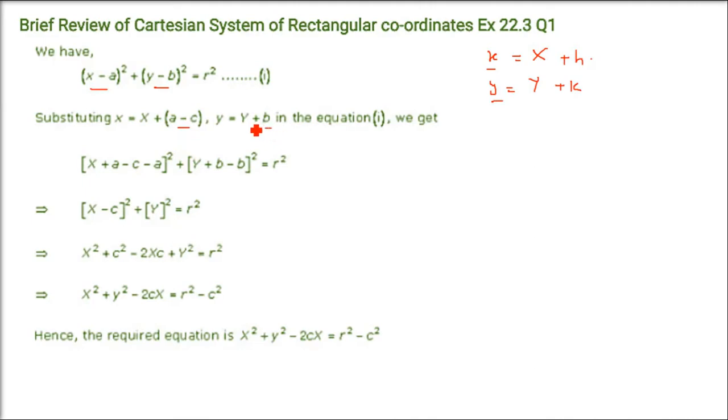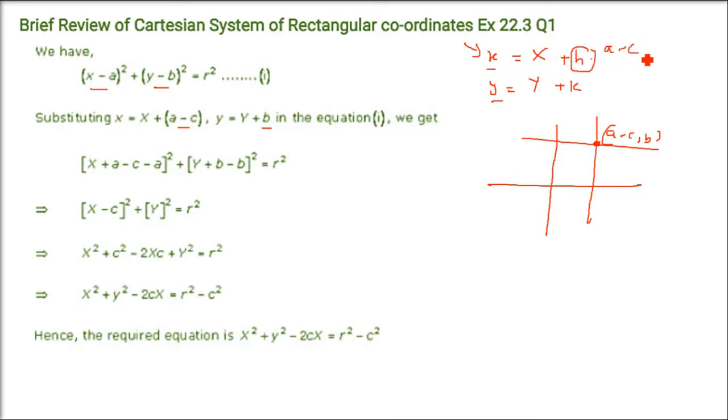So here h is given as a minus c and k is given as b, because the axis is transferred through the point (a minus c, b). So there was an earlier axis, now this has been shifted. So this point is given as a minus c and b, which is actually h and k. So in this curve, what is going to change? What you are going to do, just use this formula.